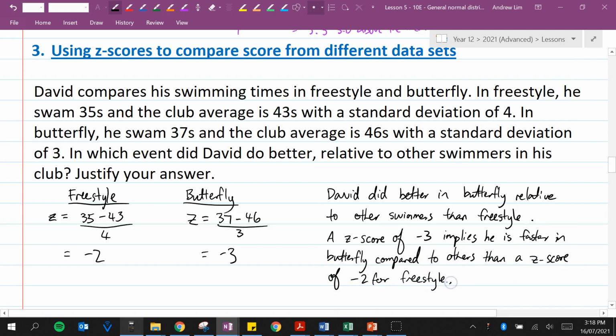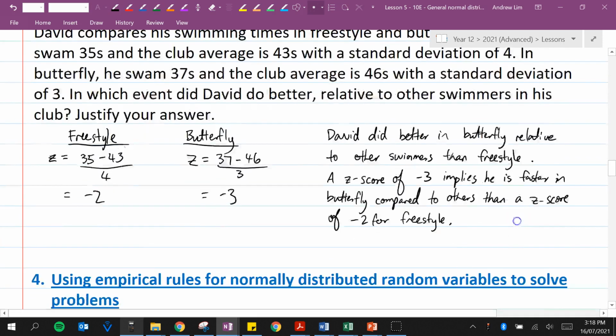So we can see here, right, his Z-score of -2 for freestyle is actually still very good. It shows that he's a lot faster than other swimmers. But because in butterfly he has a Z-score of -3, he's even faster than those in freestyle. Alright.